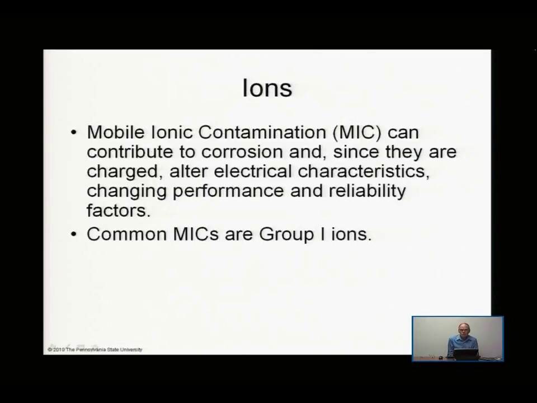Ions. So let's move to ions, another source of contamination. And mobile ion contamination, that is ions that move around. They can diffuse, or they can move in electric fields. The reason they can move in electric fields, of course, is because they're charged, positive or negatively charged. They can contribute to corrosion, and since they're charged, they can alter electrical characteristics, which can then change performance and reliability. Common mobile ionic contamination arises from group 1 ions. And of course, by group 1, I mean group 1 of the periodic table.